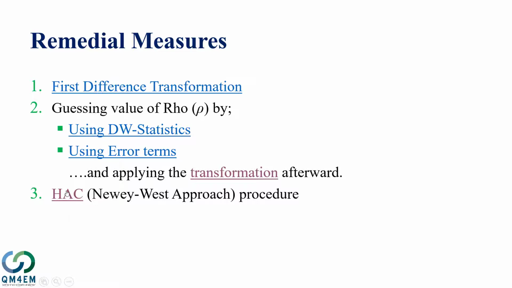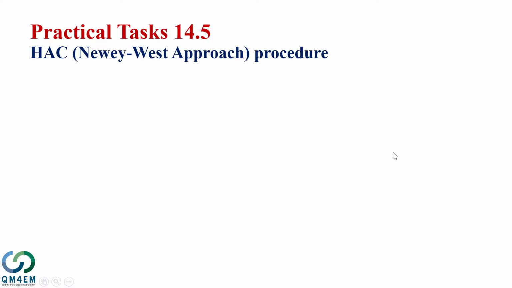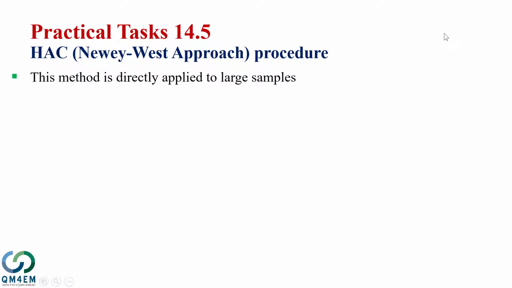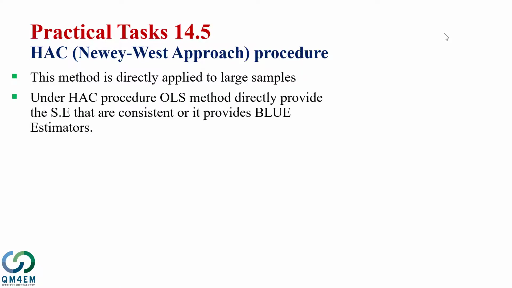So this is practical task 14.5, and this method, as I told you in the theory part as well, is directly applied to large samples. Under the HAC procedure, we apply the OLS method directly to the model, and we ensure we get standard errors that are consistent, or that provide the BLUE estimator. So how do we do that?